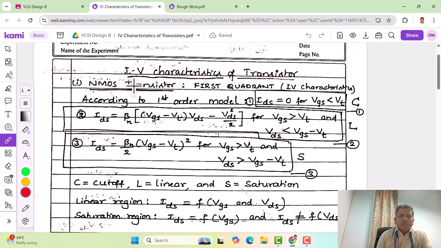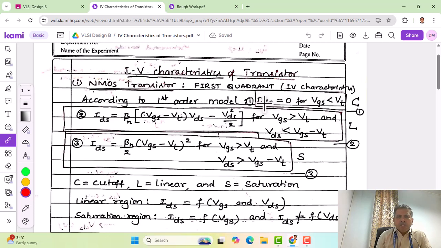The characteristics of NMOS transistor falls in the first quadrant because of the voltages that we apply, and the currents are going to be positive. So therefore IV characteristics falls in the first quadrant. According to the first order model, there are three currents which we need to discuss here. The number one is the drain source current in the cutoff region.